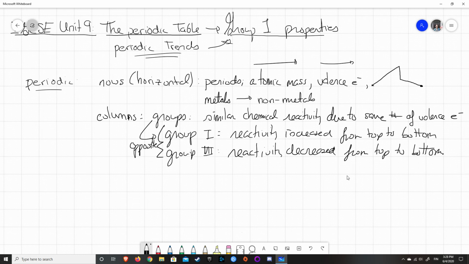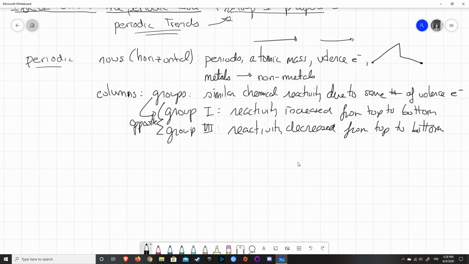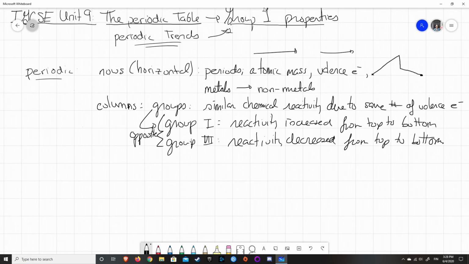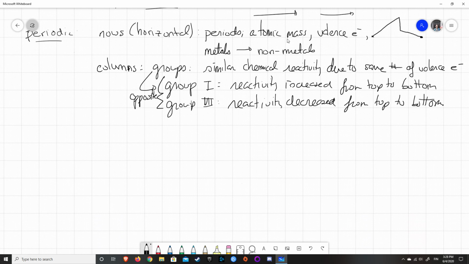You say, okay, group 1 reactivity increases from top to bottom. So lithium is less reactive than sodium, which is less reactive than potassium. If we look at the right-hand side of the periodic table, we've got fluorine, chlorine, and iodine, and reactivity increases all the way to the top, to fluorine, which is the most reactive. So in this video, all we're going to cover is different trends in group 1 properties.